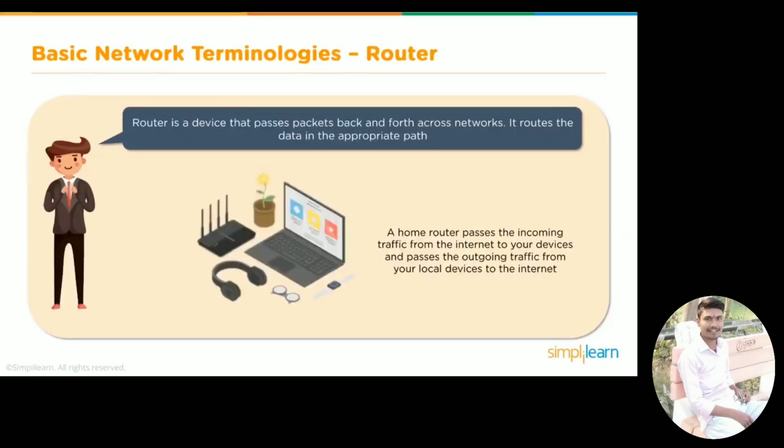A router. We've been talking about routers and switches. A router is nothing but a device that passes packets back and forth across networks. It routes the data in the appropriate path. So it is an intelligent device. It can understand IP addresses and MAC addresses. It can identify different paths of reaching a particular network.